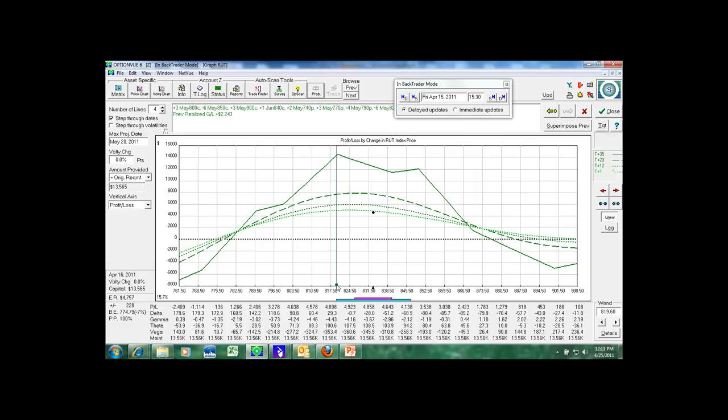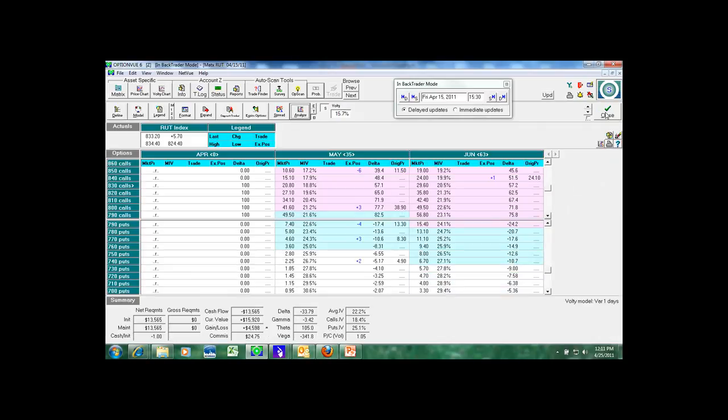But having said that, we did what we needed to do. We sold off two of the 790s. You can see the 790 is now kind of lower. We also took off one of the 850s. And so we don't have the same number of butterflies in each position, but we've greatly improved our delta situation. So that is what we did on April 15th.